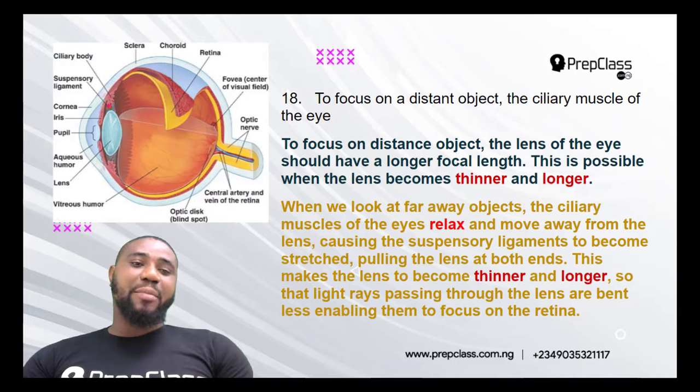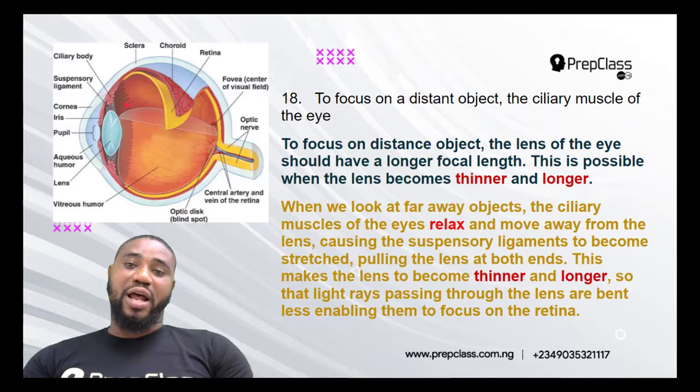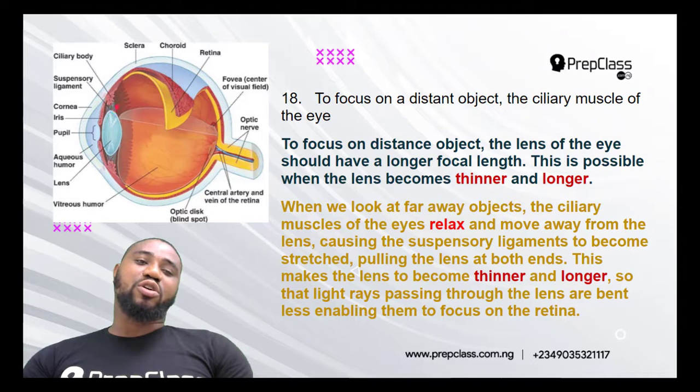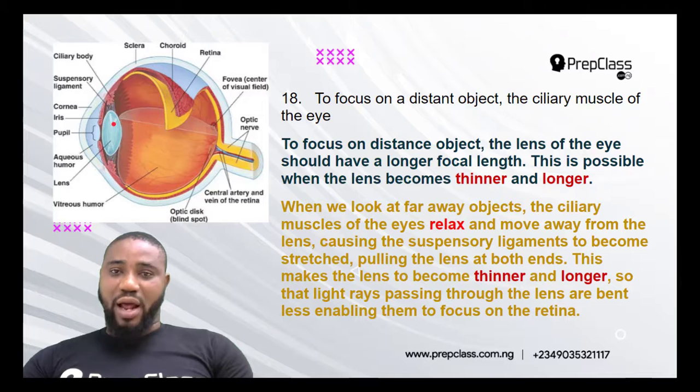If the suspensory ligament becomes loose or becomes stretched, do you understand what I'm saying? Like a rubber, when the rubber becomes stretched and then relaxed, it goes back to its ordinary size. That's what this suspensory ligament does. When it becomes loose or stretched, it can adjust the thickness of this lens. When it becomes stretched, the lens becomes thinner and longer. When it relaxes, the lens becomes shorter and broader.